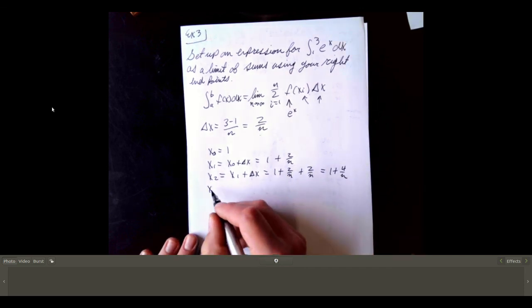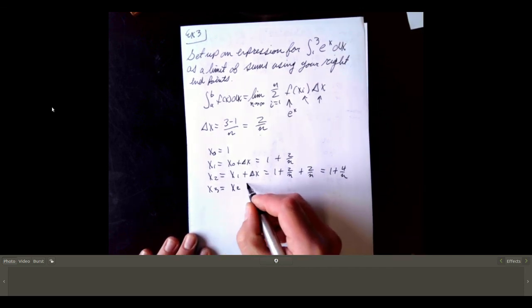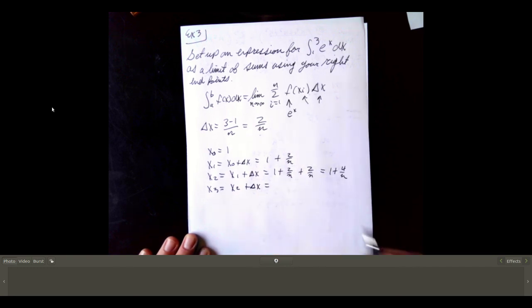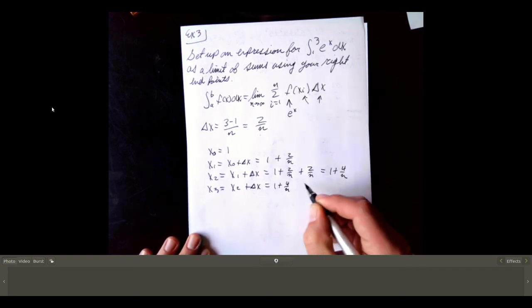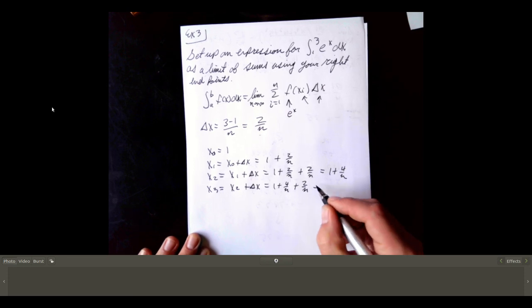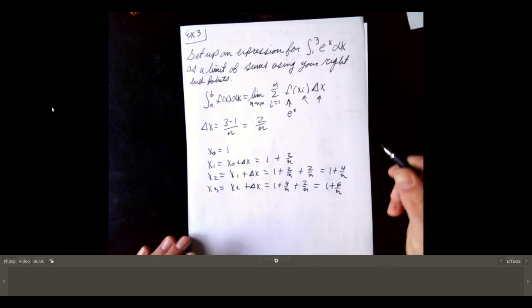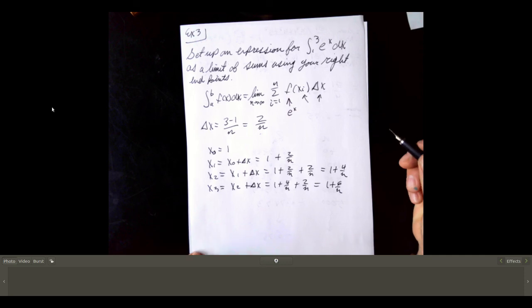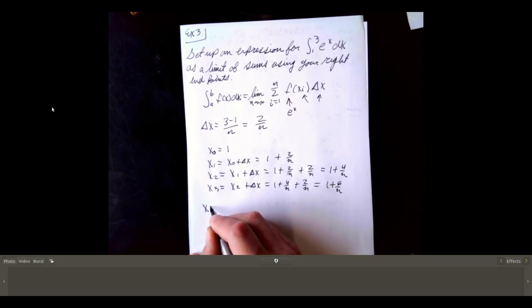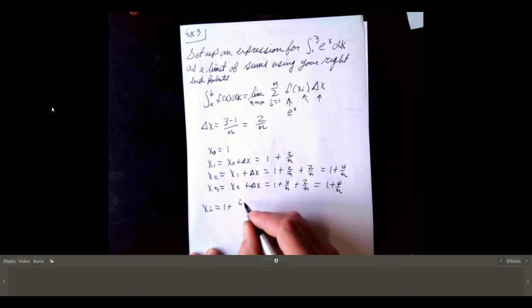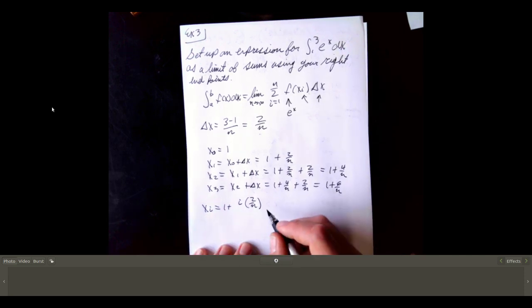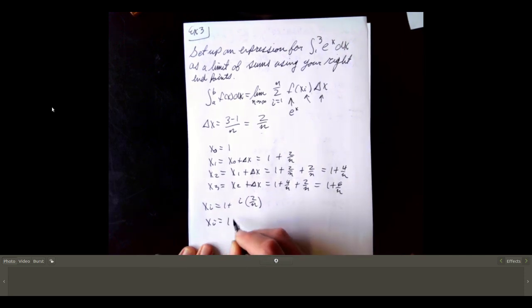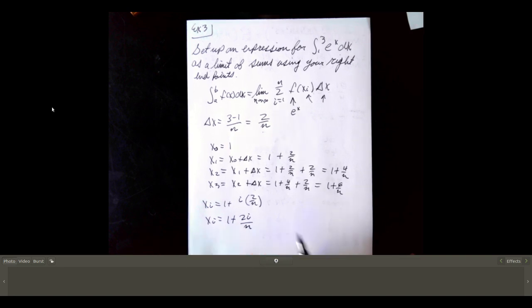And x3 is going to be x2 plus delta x, which is going to be 1 plus 4 over n plus 2 over n, which is 1 plus 6 over n. I went this far down to help us see the pattern. Xi is going to be 1 plus i times 2 over n, which I feel oddly compelled to write as 1 plus 2i over n. It just bothered me to have the i out front.